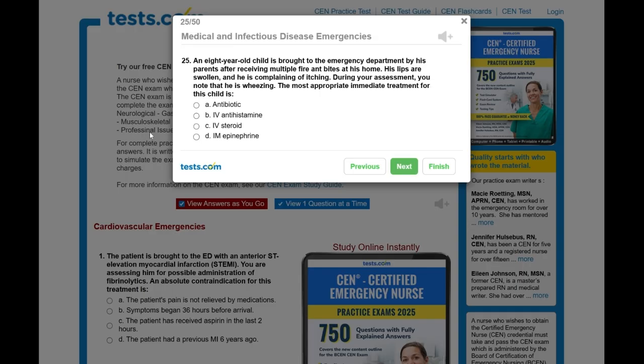A. Antibiotic, B. IV antihistamine, C. IV steroid, D. IM epinephrine.